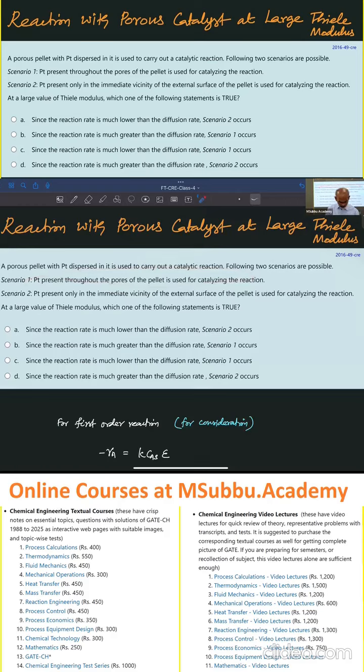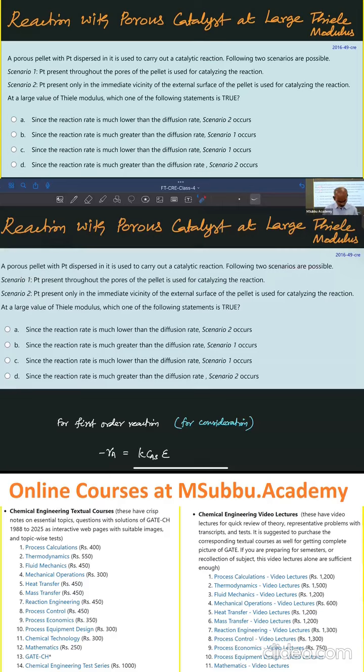And now Scenario 2: the platinum present only in the immediate vicinity of the external surface of the pellet is used for the catalytic reaction. That means the platinum available in the interior of the pores is not accessible for the reactant to go through. Scenario 1 implies no pore diffusion resistance. Here, in Scenario 2, there is a strong pore diffusion resistance. Out of these two scenarios, we have to identify which is correct.